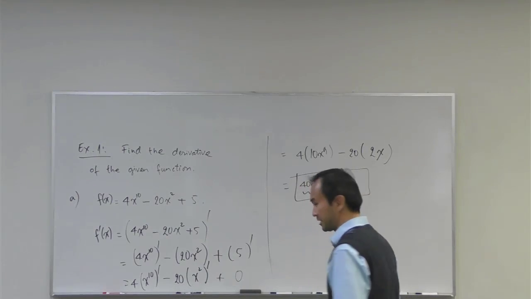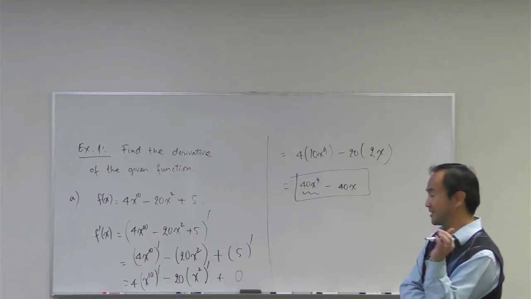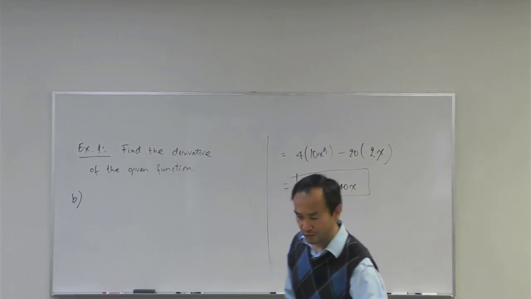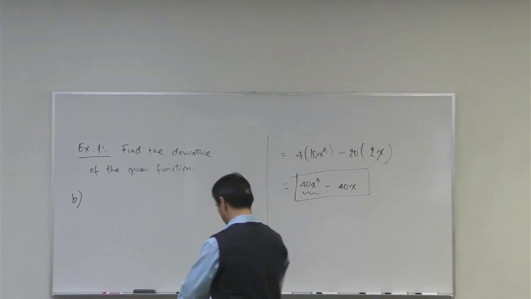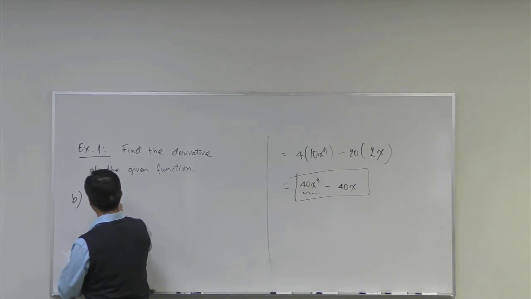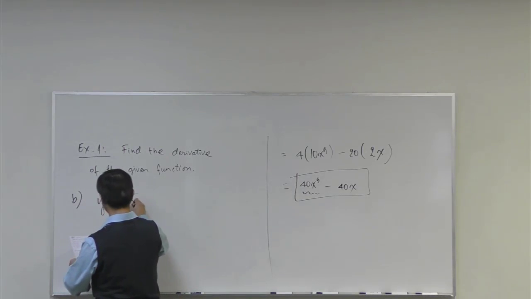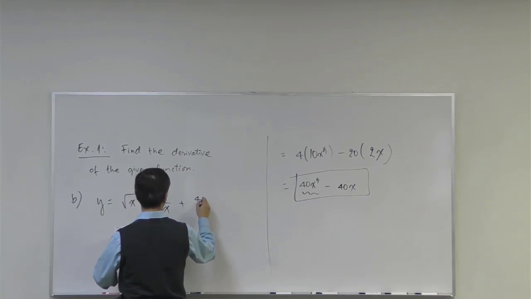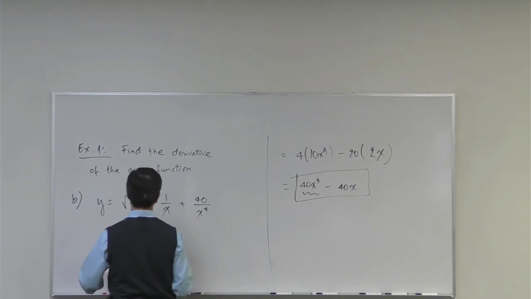All right, let's look at another problem, shall we? So it's all about the plan of how we get it to work. Let me show you how powerful those rules we've learned are. Maybe how about y equals the square root of x minus 1 over x plus 40 over x to the 4th power.